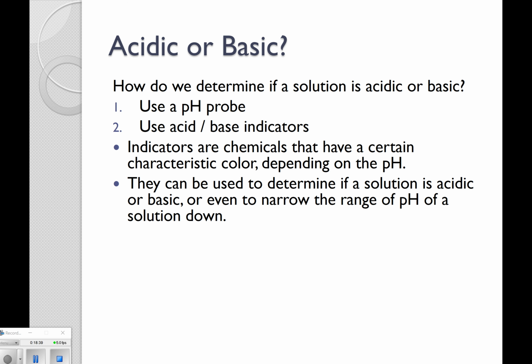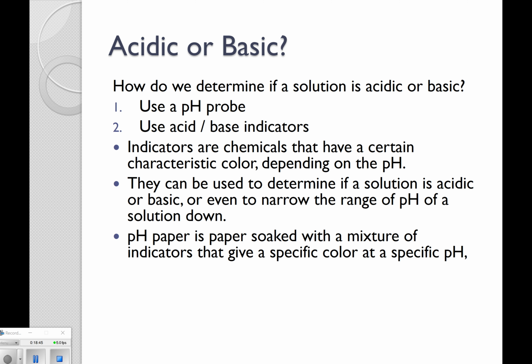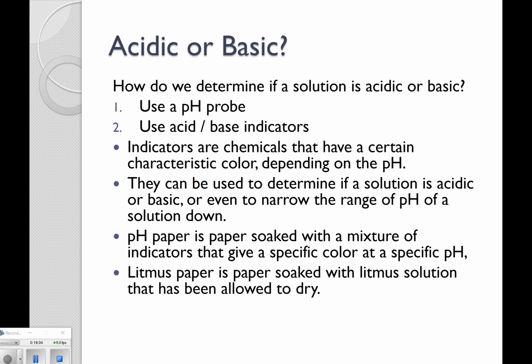So they can be used to determine if a solution is acidic or basic, or narrow the range of a pH, but it won't give a specific pH. We need a meter for that, or some kind of complex math. So pH paper is paper soaked with a mixture of different indicators that give a specific color at a specific pH. And that's what we just saw in that simulator there.